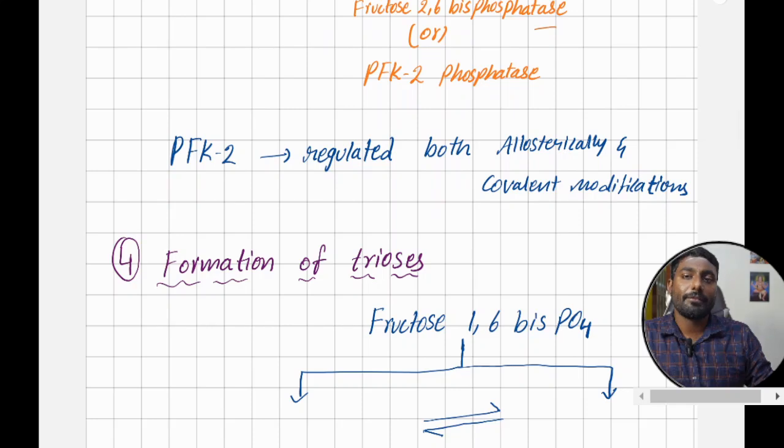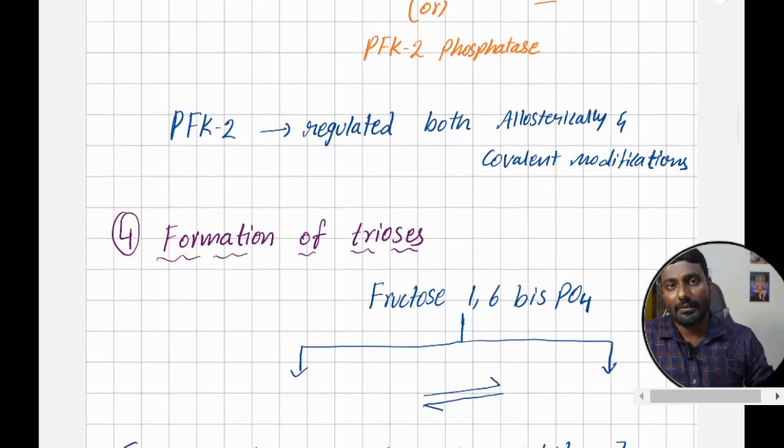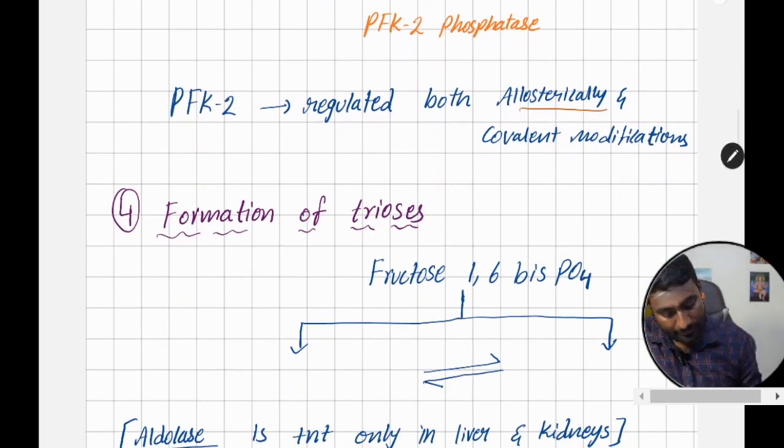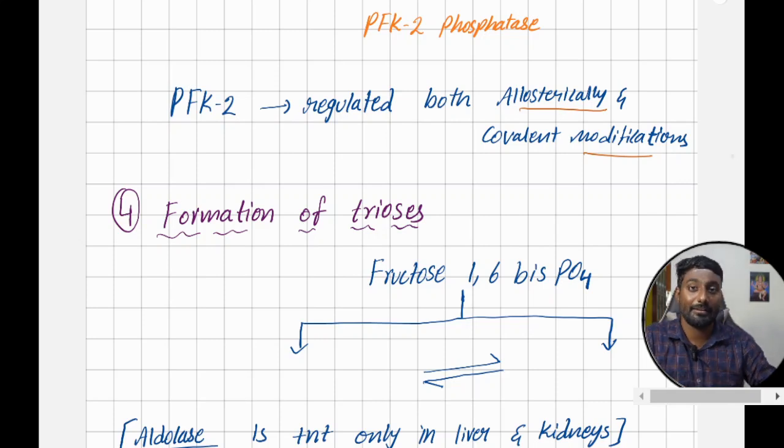If you see PFK2, it is being regulated both allosterically and by covalent modification. We will see the covalent modification at the end of this class, students, when we are discussing the regulation of insulin. Okay. Now, in the next step, there is formation of trioses. So, what do you mean by triose? Very good. It is 3 carbon compounds.